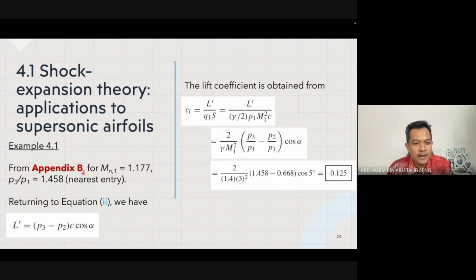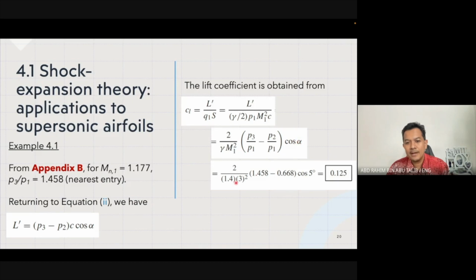And then to find the CL, you go back to equation 2 that we have already obtained earlier. CL is the lift coefficient, L over QS, and you have this expression, and then put inside the values that we have already obtained earlier, where we have the pressure ratio P3 over P1, which is for the top surface, and the pressure ratio P2 over P1, which is for the bottom surface. And we have the alpha value, which is the angle of attack.